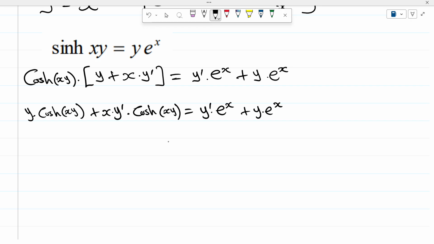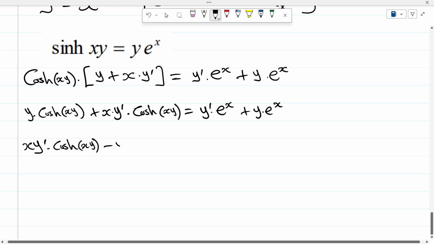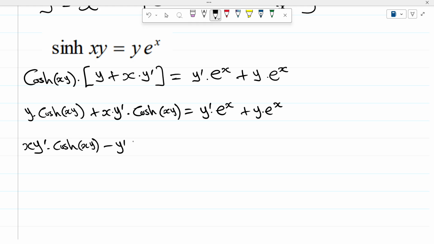So in the following step, we just need to group factors that consist of y prime to be on our left, and then everything that doesn't consist of y prime, we're going to take to the right, and then we'll end up having xy prime hyperbolic cos of xy minus y prime e to the power x equals y e to the power x minus y hyperbolic cos of xy.